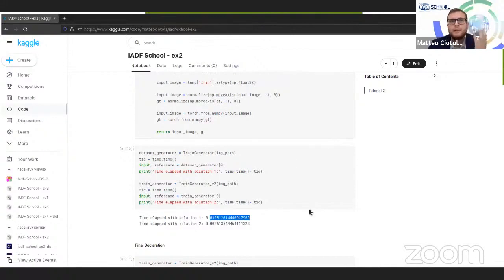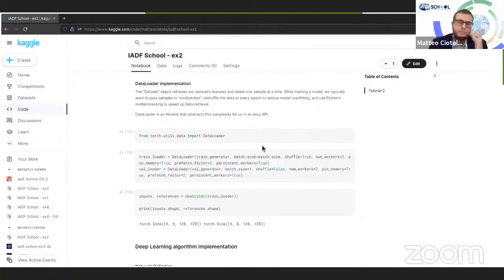Okay. Once the dataset has been implemented, we can pass to the DataLoader. We have said before that Dataset retrieves our images and ground truth one piece at a time. But while we are training a model, we typically want to pass samples in mini batches, reshuffling data at every epoch to reduce model overfitting. We want to do all this in a really, really fast way. And DataLoader is the perfect tool for us because it creates an iterable that abstracts all the complexity in a straightforward API. So implementing a DataLoader is really simple. We only have to give it the dataset, the number of samples that compose a single batch, and whether or not we want to shuffle the data at the end of the epoch. These are all the required fields.